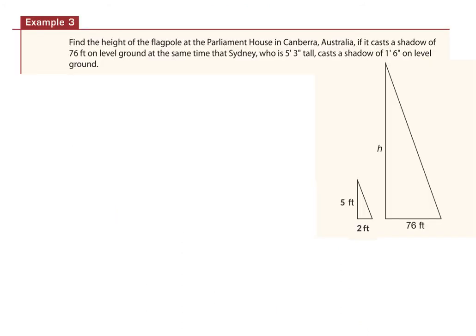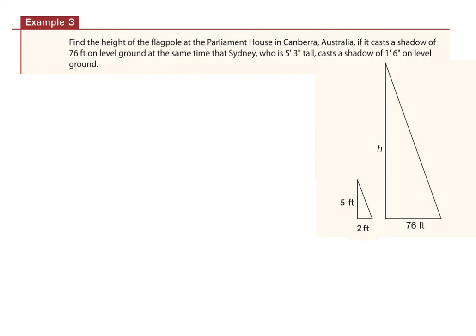Find the height of the flagpole at the Parliament House in Canberra, Australia, if it casts a shadow of 76 feet on the ground, at the same time that Sydney, who is 5'3", we're going to just say Sydney's 5 feet tall, casts a shadow of, we're going to say, 2 feet. See what I did there? Change those, okay? So here's the thing.